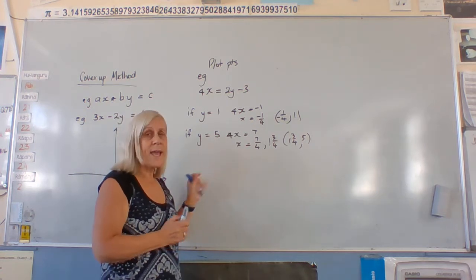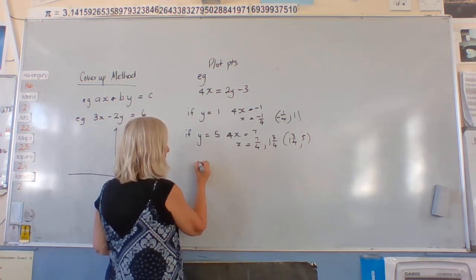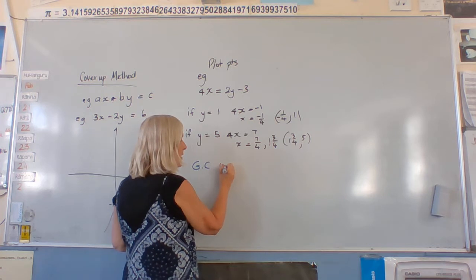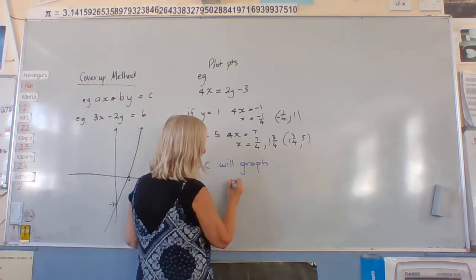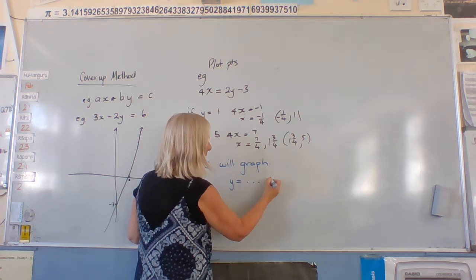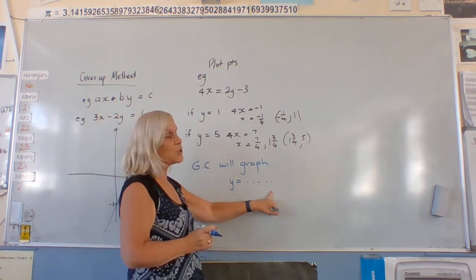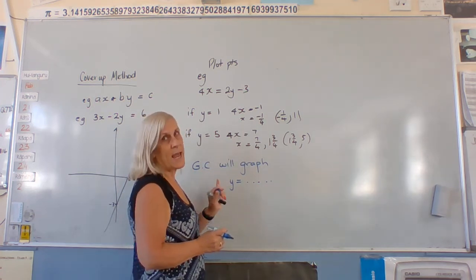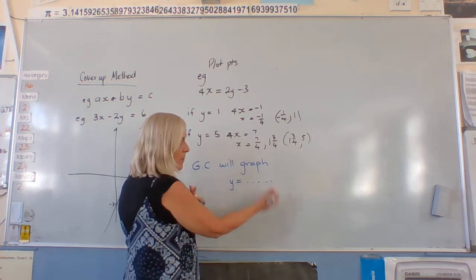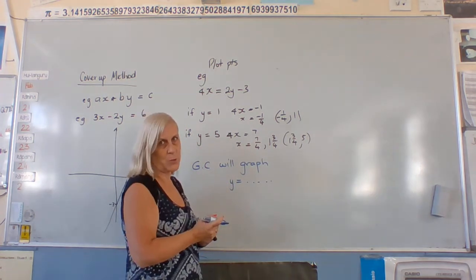All right, we can also use our graphics calculator. Our graphics calculator will graph in the y equals form. So if we've got a y equals equation, we can put that into our graphics calculator's graph mode, write it in, and push graph, and it will come up with the graph. And we can look at that graph to help us see whether we're right or not.